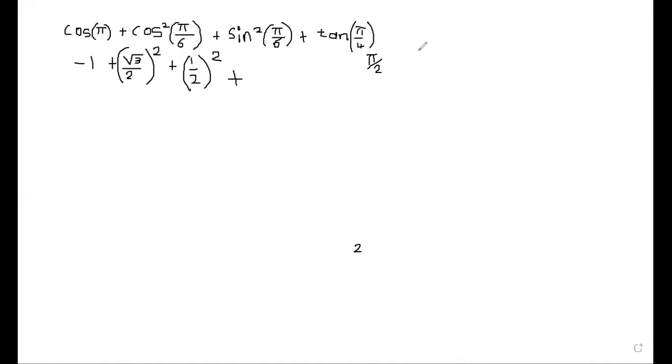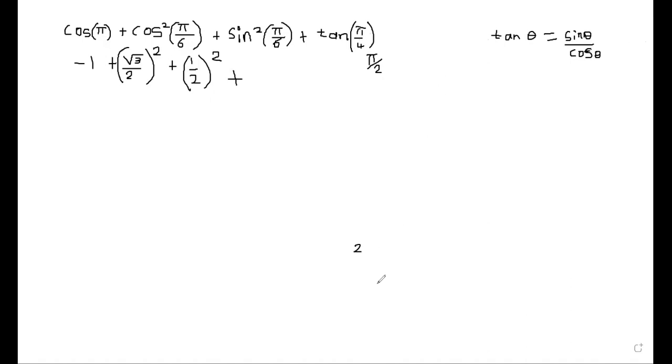So tangent, as you know, tangent theta is the same as saying sine theta over cosine theta. So this means that tangent pi over 4 is the same as taking the sine of pi over 4 over the cosine of pi over 4.